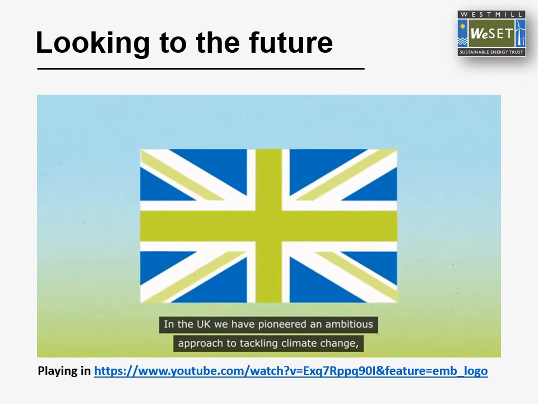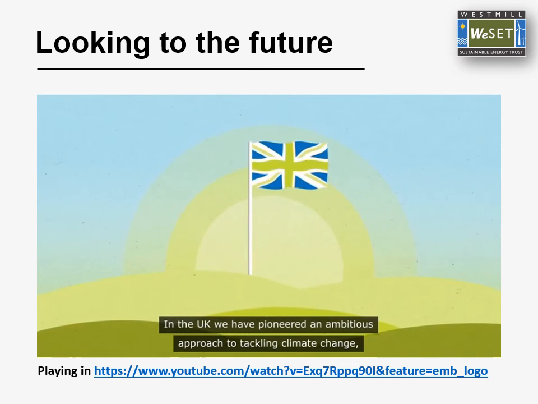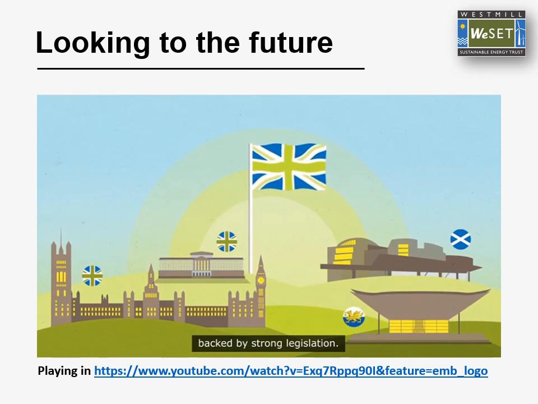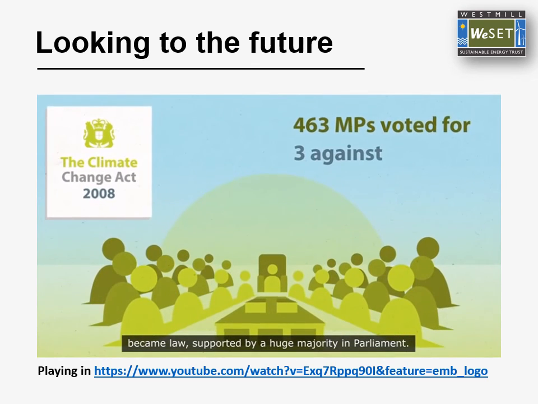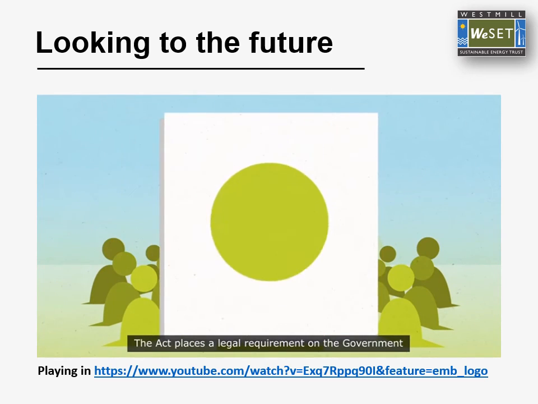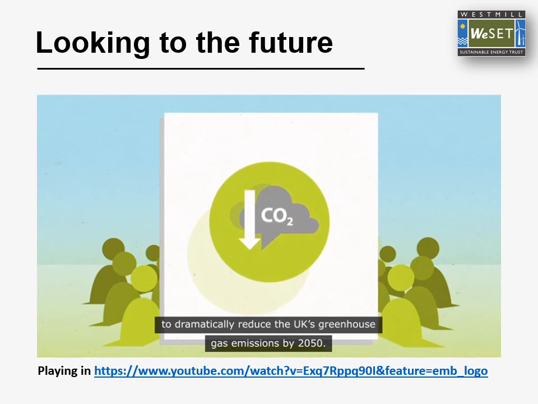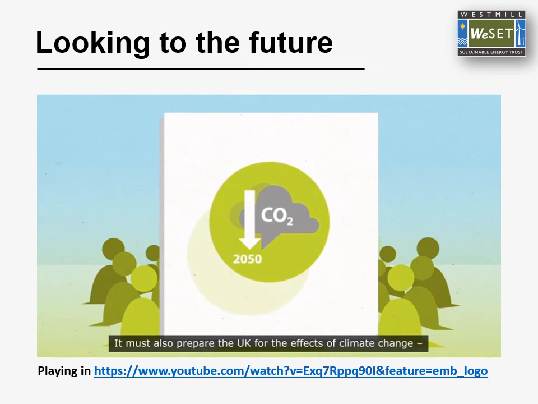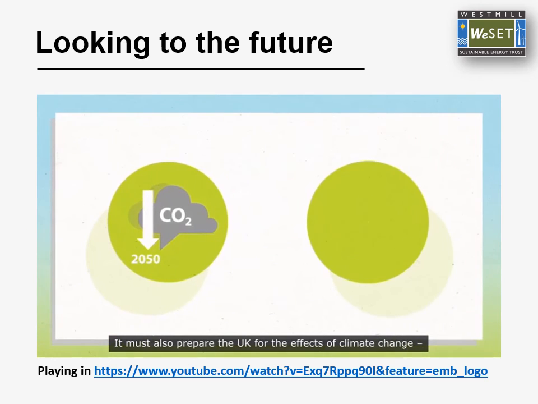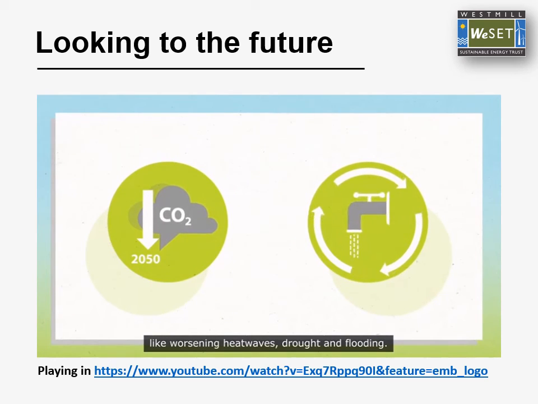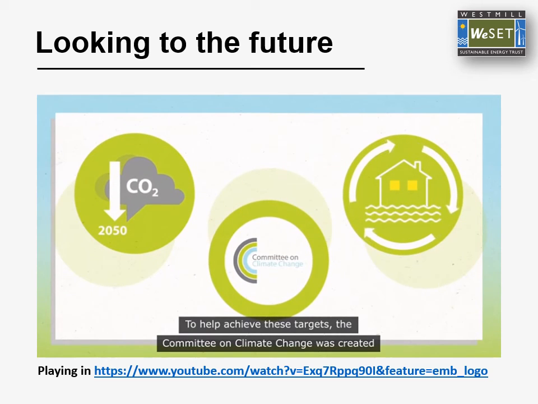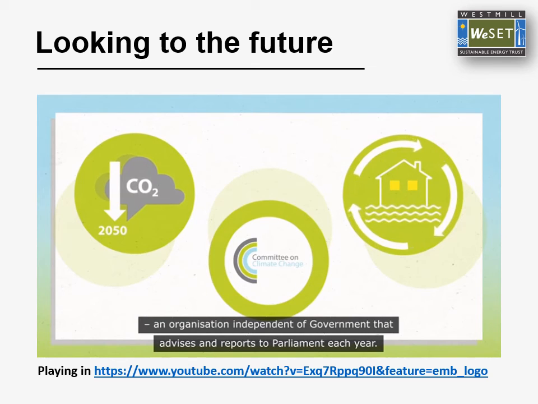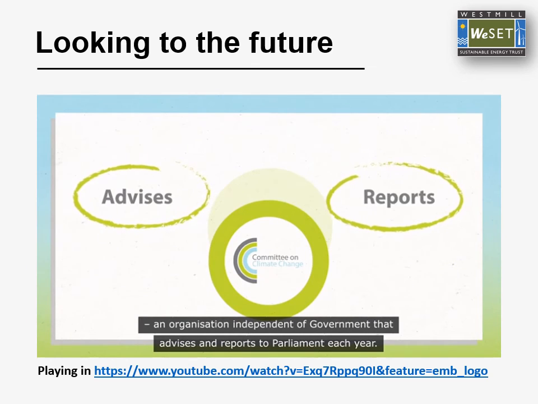In the UK, we have pioneered an ambitious approach to tackling climate change, backed by strong legislation. It's 10 years since that legislation, the Climate Change Act, became law, supported by a huge majority in Parliament. The Act places a legal requirement on the government to dramatically reduce the UK's greenhouse gas emissions by 2050. It must also prepare the UK for the effects of climate change, like worsening heat waves, drought, and flooding. To help achieve these targets, the Committee on Climate Change was created, an organisation independent of government that advises and reports to Parliament each year.